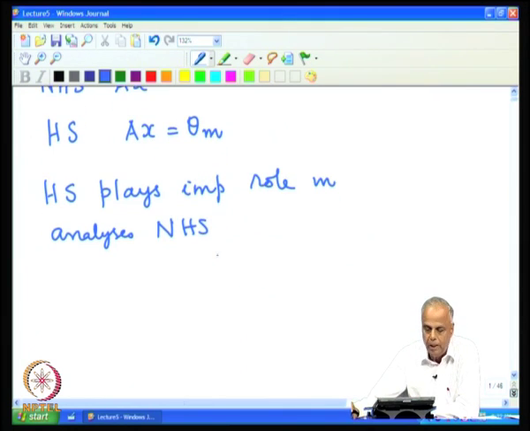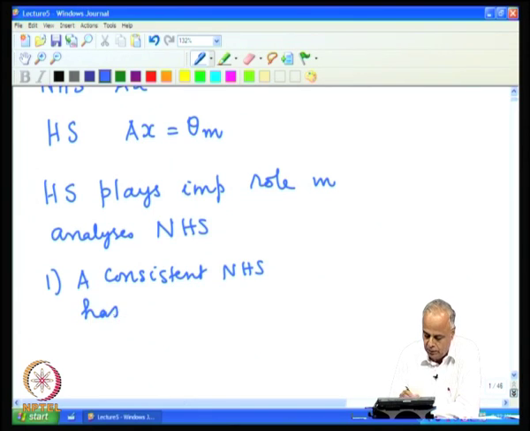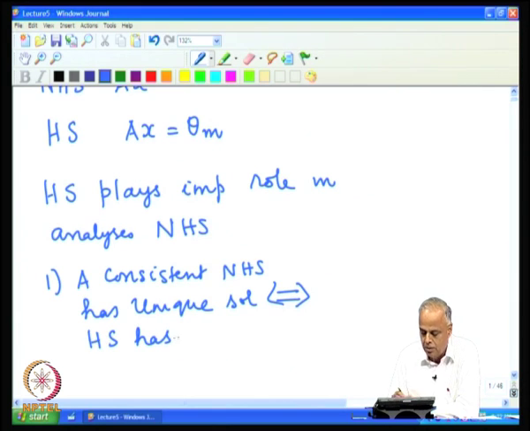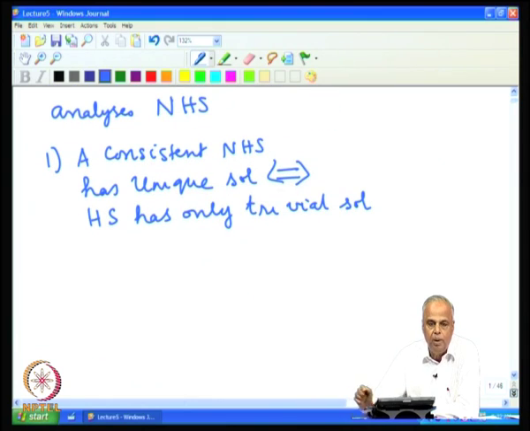And what we meant by this was the fact that a consistent non-homogeneous system has a unique solution if and only if the corresponding homogeneous system has only the trivial solution. Thus, the homogeneous system plays an important role in determining the uniqueness.